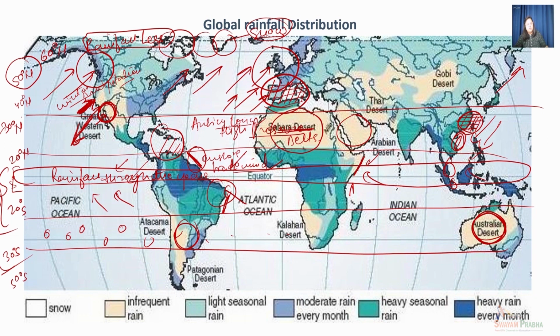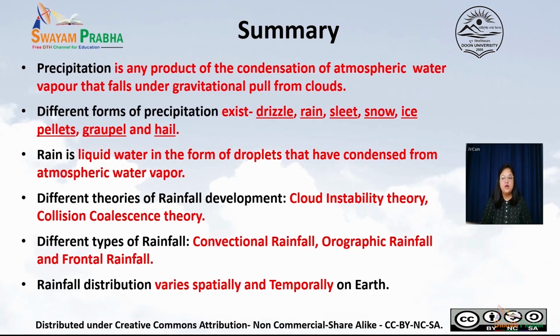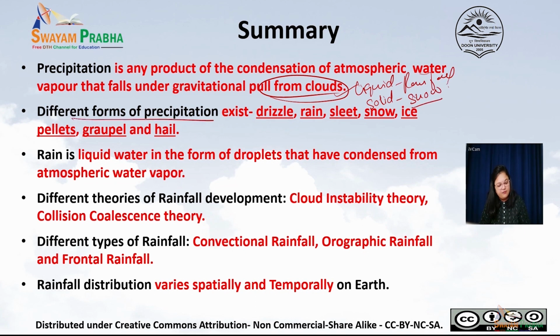So this was all about the global rainfall distribution. So summarizing the video now, precipitation is any product of the condensation of atmospheric water vapor that falls under the gravitational pull from the clouds. So it can be liquid in the form of rainfall, and it can be solid in the form of snow. Different forms of precipitation exist, which can be drizzle, rain, sleet, snow, ice pellets, graupel, and hail, etc.